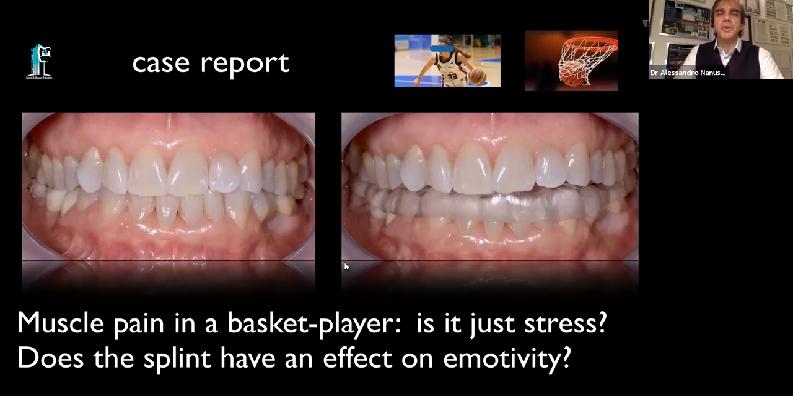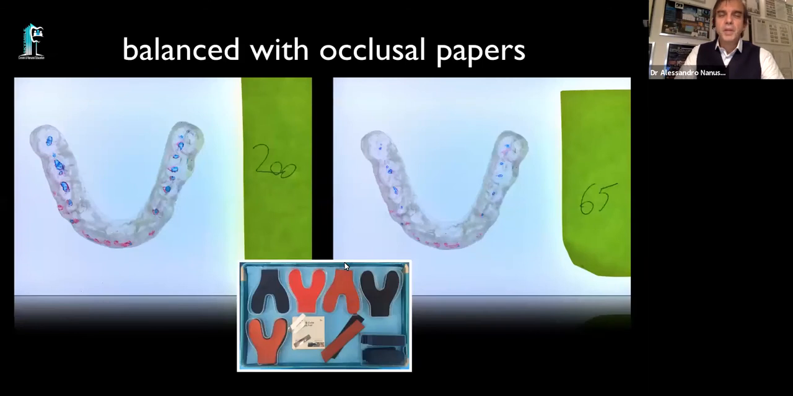Well, the stress is important. Emotional situations are important, yeah. But the patient also needs, even under emotional stress, a perfect occlusion to somatize the stress perfectly and not have pain in the muscle or overload on the TMJ. This is the balance of the splint.